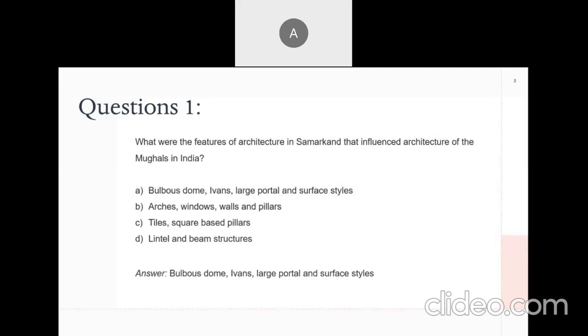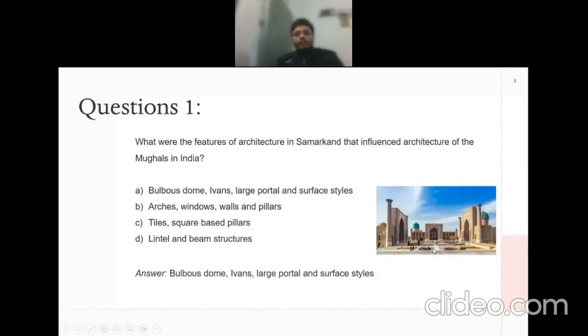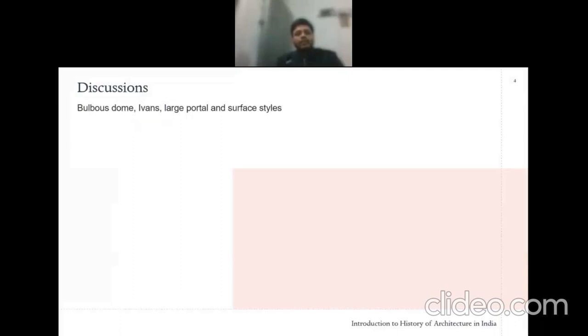Okay, so it is dome, Ivans, large portals, and surface tiles. You can see this is a mosque structure at Samarkand. The Mughal architecture has been influenced by these architectural styles. So what is dome, Ivans, large portals? You can see this is the dome, this circular portion. This is called the drum, the cylindrical portion on which the dome rests. And these are some architectural features like the finial and the inverted lotus.